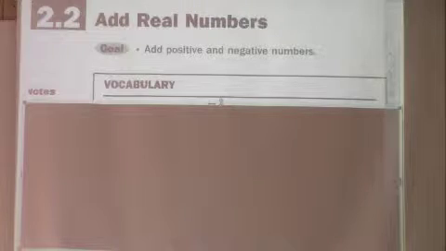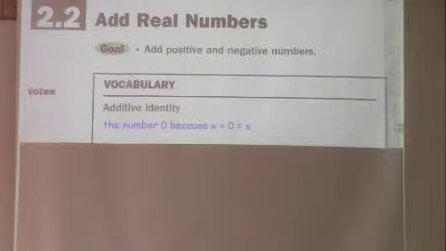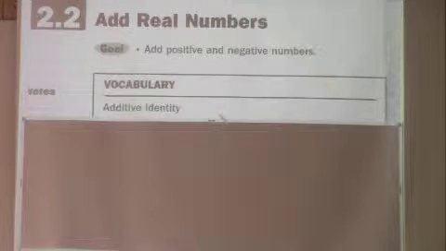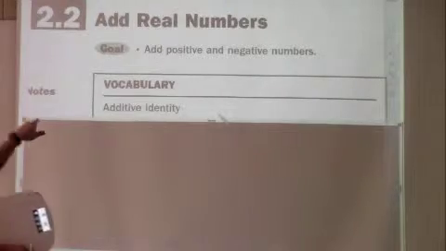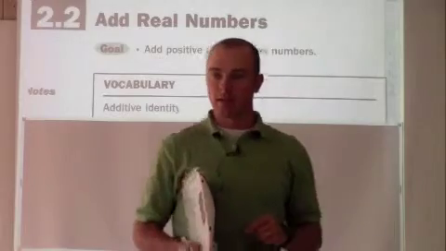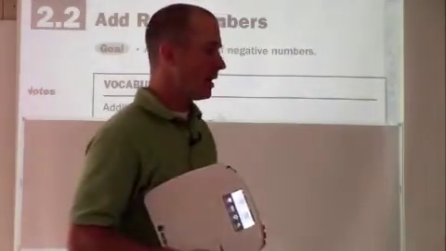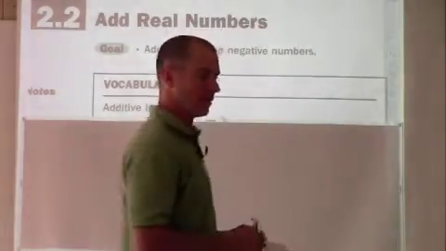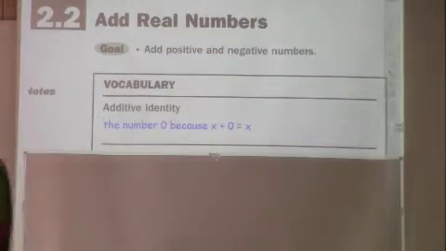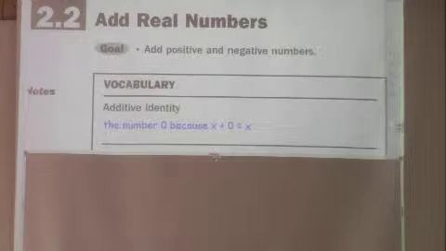So adding real numbers, we start getting into the whole positives, negatives, that kind of stuff. First vocab word, additive identity. When you think identity, it's what a person is. Your identity is who you are. Well, we have a number in math that we can add to anything and not change its identity. What number could we add to anything and not change it? 0. So the additive identity is just a fancy word for the number 0, because any number x plus 0 is going to be that same number x. It doesn't change its identity.